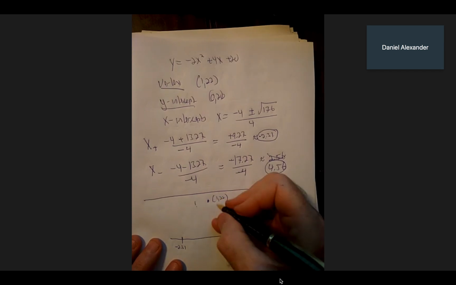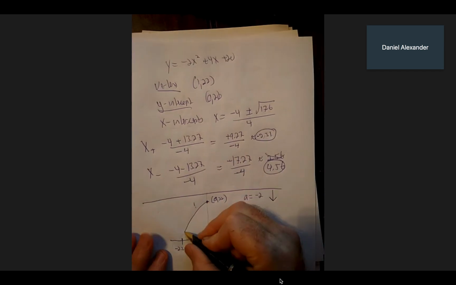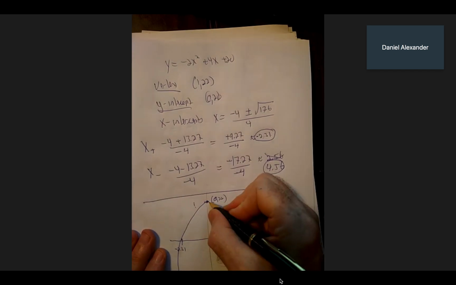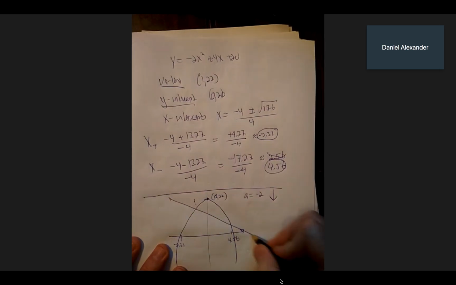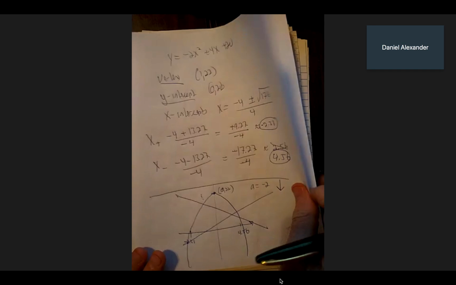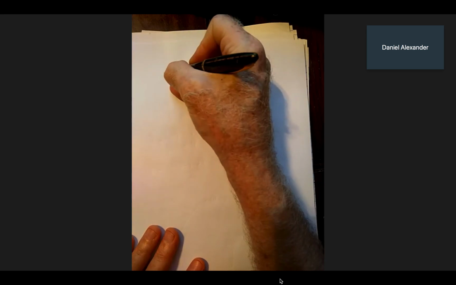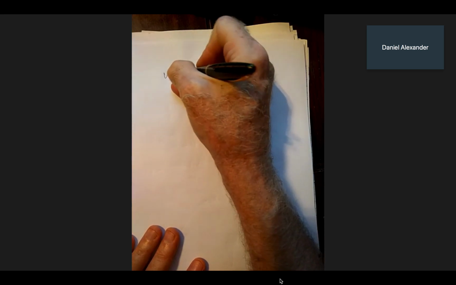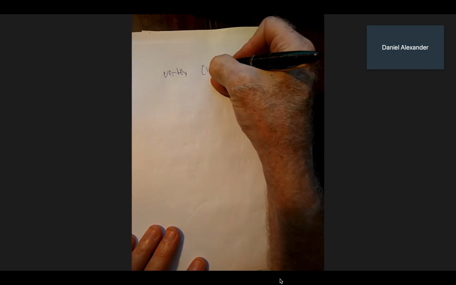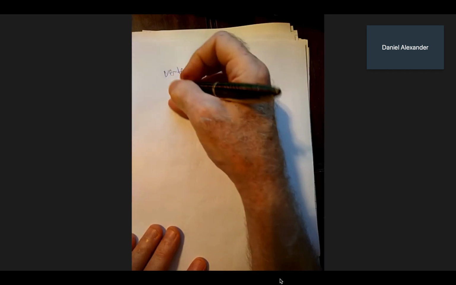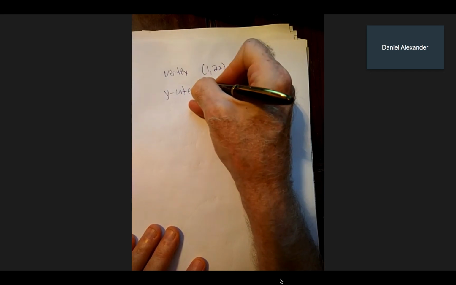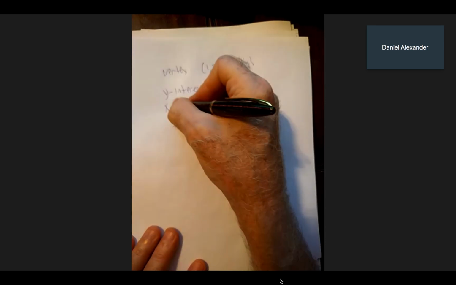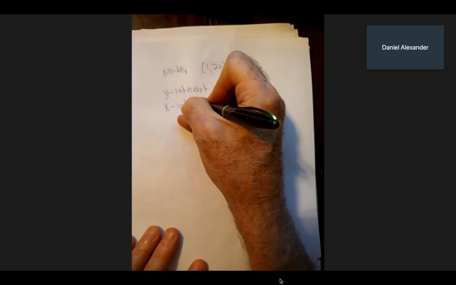Oh, I screwed that up. Let me start all over again. I got my vertex and my intercept confused. So let's do this again. The vertex is 1, 22. That's the high point. The y-intercept is 0, 20. I got those 2 points confused. And then the x-intercepts are going to be minus 2.31, 0, and then about 4.56, 0.